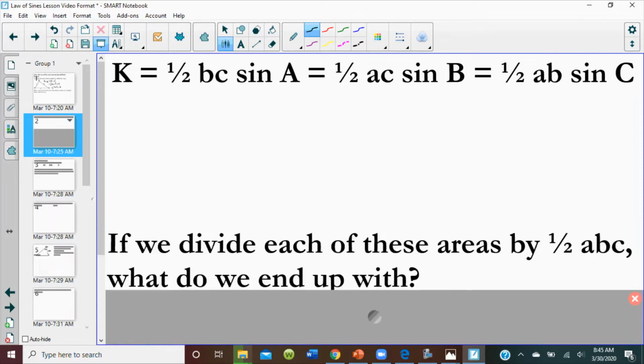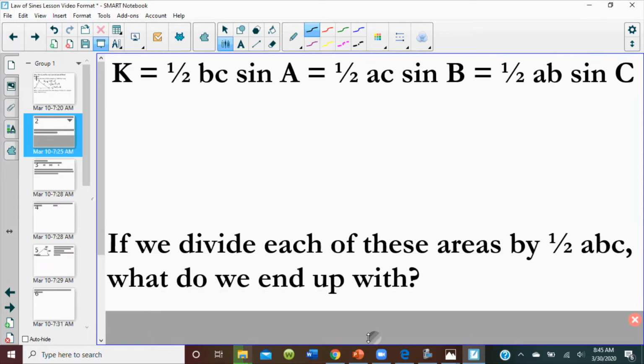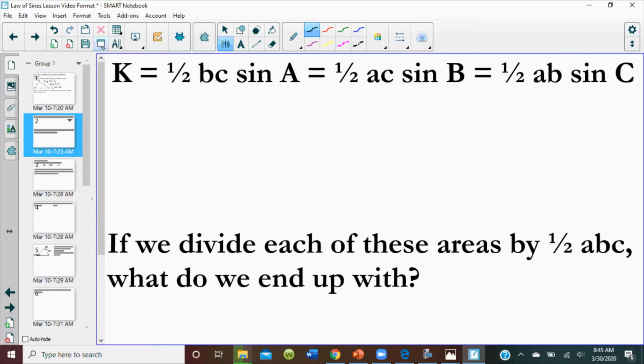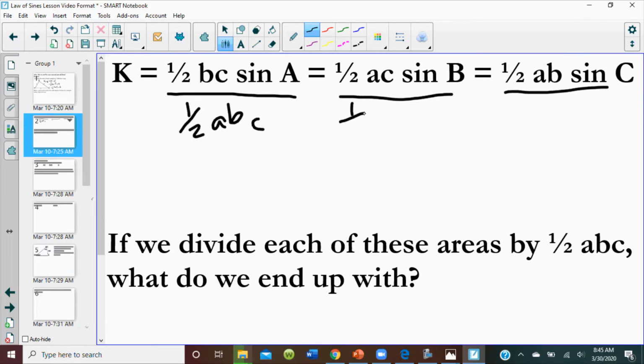So now let's examine: if we divide these areas by 1/2 ABC, what will we end up with? Let's divide each of them by the same exact value of 1/2 A times B times C. Now, I want you to follow along. If you're writing this out in notes, you should be trying the same thing. If you want to pause and try to figure it out yourself, do so. So take a second.